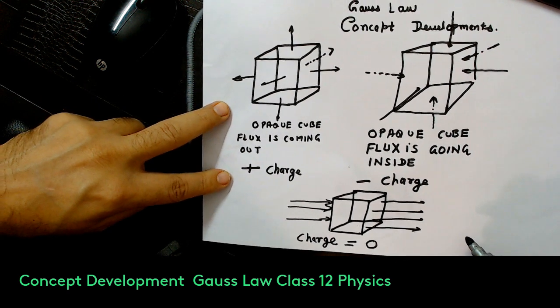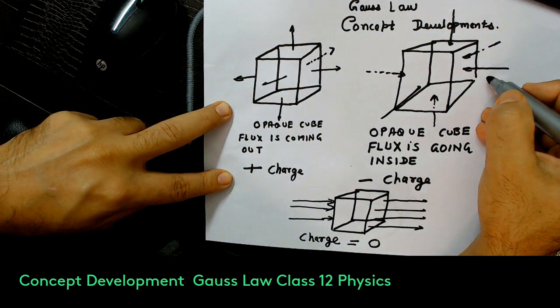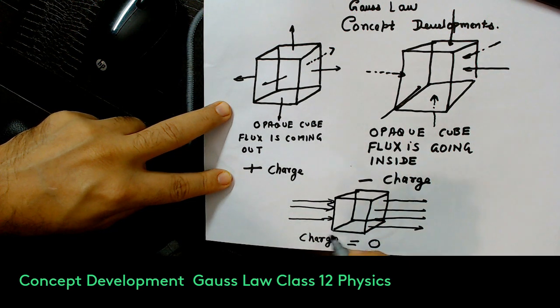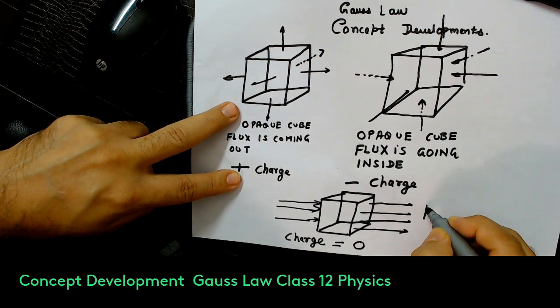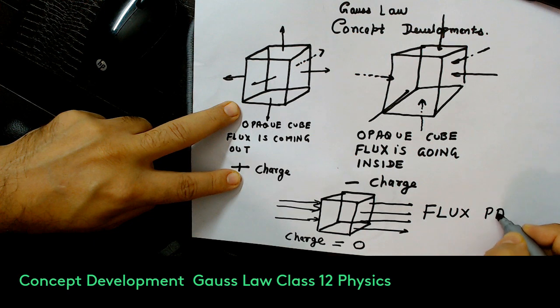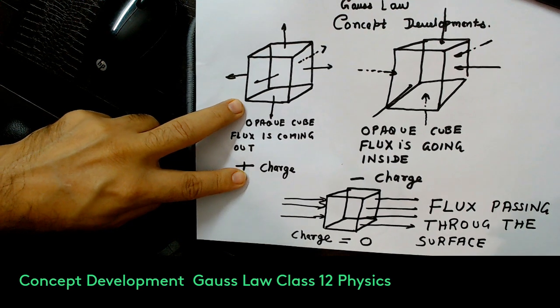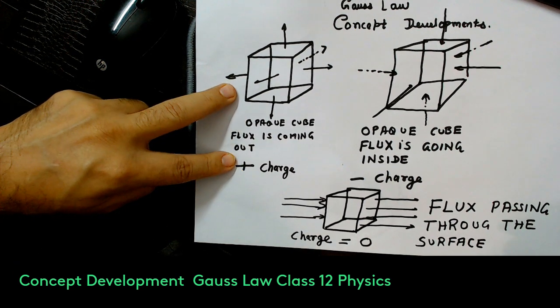So you must have these three situations: the flux coming out, the flux coming in, and the flux passing. This situation is called flux passing through the surface. These three situations give you three interpretations of the amount of charge which is enclosed inside this Gaussian surface.